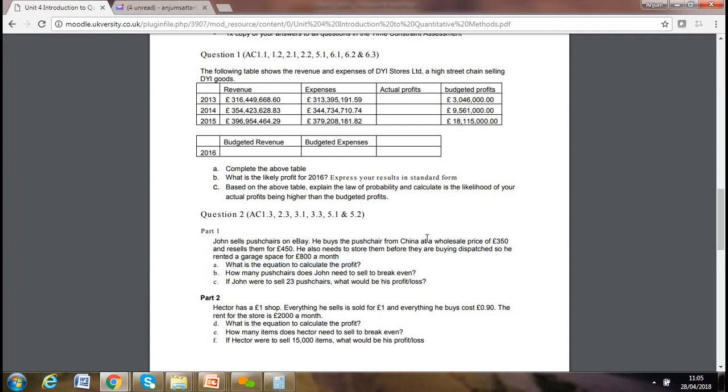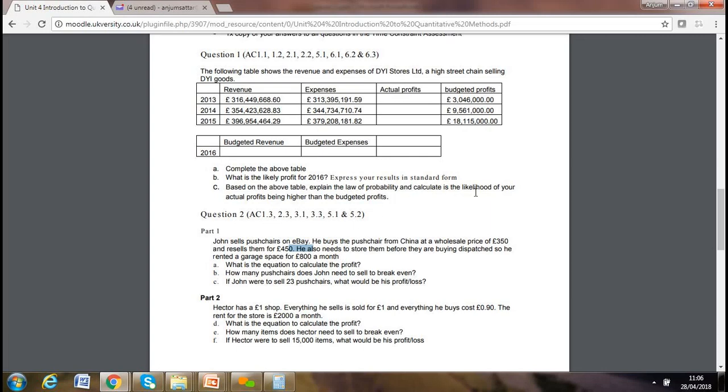If you look there, we have a wholesale price of 350 and a resale price of 450. We also need to store them before dispatch, with a rented garage per month. So that's my fixed rent per month. Is that my fixed cost? Yes, that's a fixed cost.